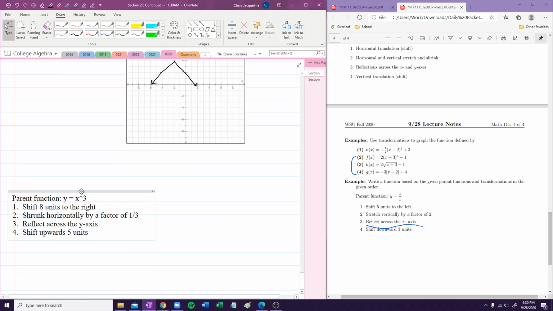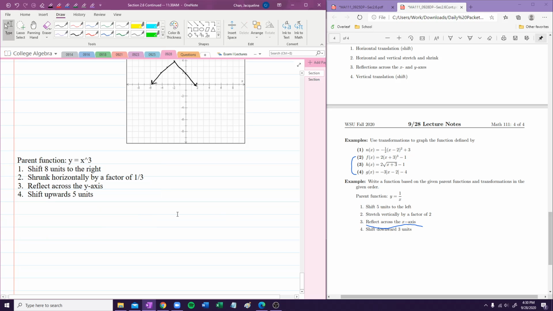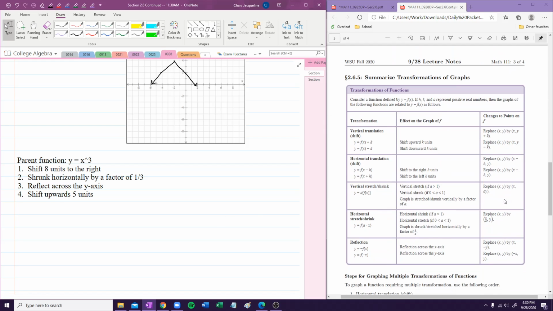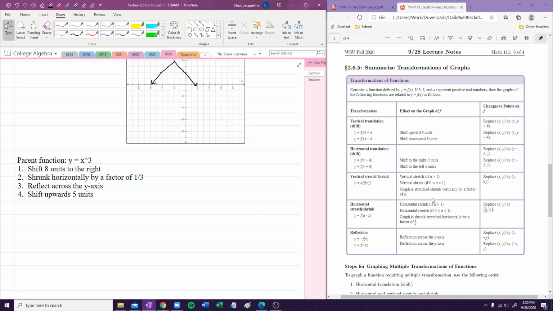So lastly, what I want to talk about is another example, given a parent function and then given instructions on what to do. This time I'll really use this table to try to explain better what we're doing. So, more formally, it's y is equal to x cubed.